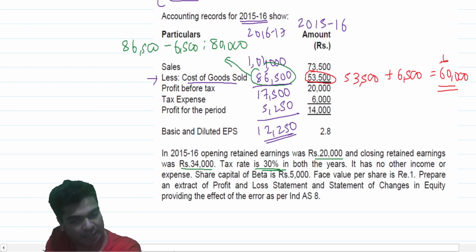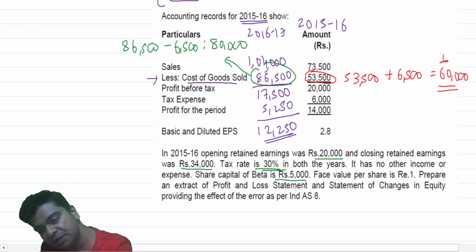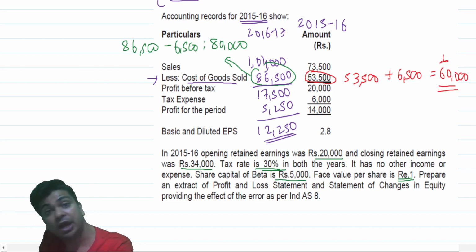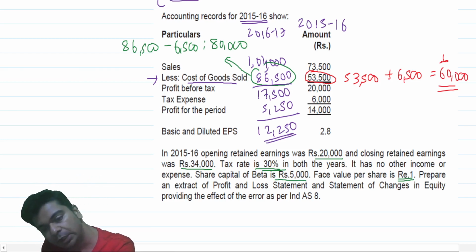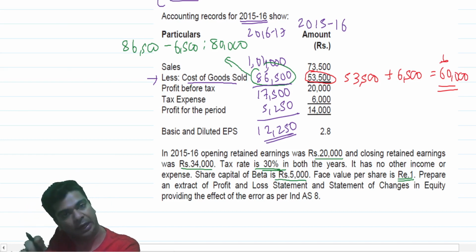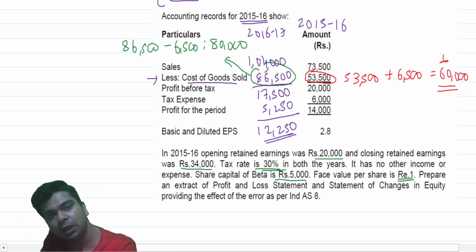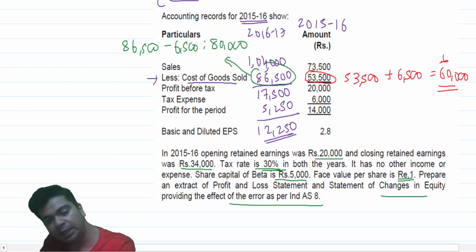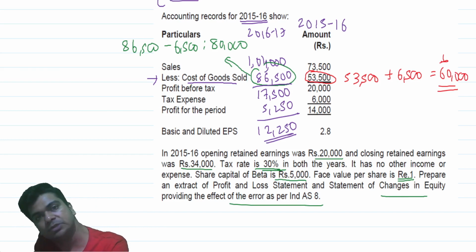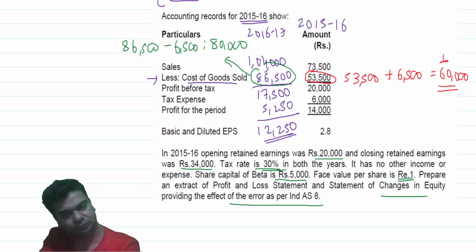Okay. Share capital of Beta is rupees 5,000 and face value is rupee 1. That means there are 5,000 shares. In other words, whatever profit you are getting, you are dividing that by 5,000 and you are getting the basic and diluted EPS. Prepare an extract of the P&L and statement of changes in equity, providing the effect of the error as per Ind AS 8. Okay. Extract of P&L is to be prepared and SOCE is required to be prepared.